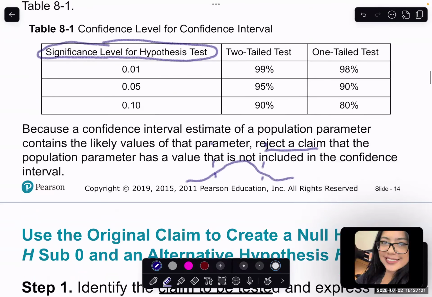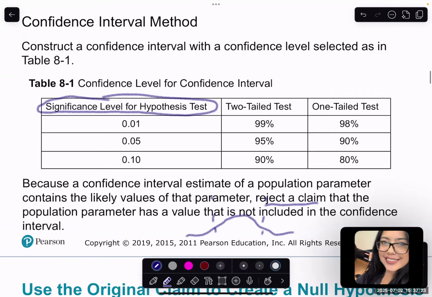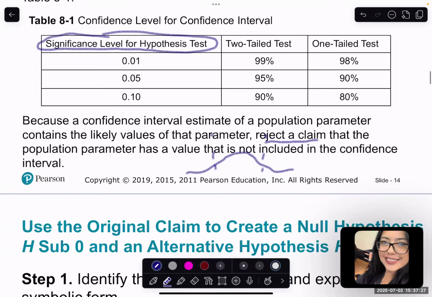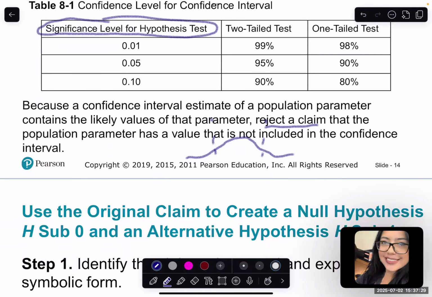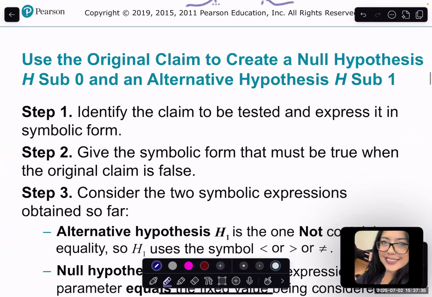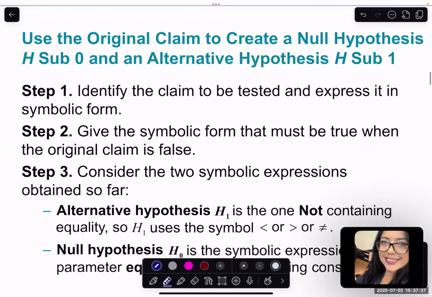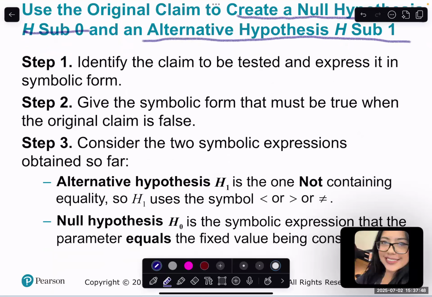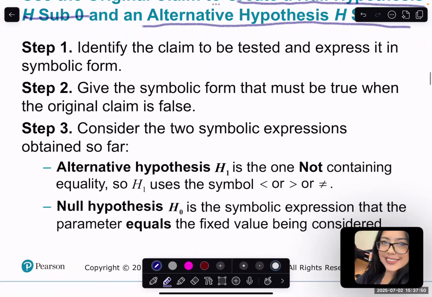Most of the time, we are not going to be using this table. So for this section, we are not going to be using confidence levels or confidence intervals. All we're going to do is use our null hypothesis and our alternative hypothesis. So let's begin by using the original claim to create a null hypothesis, H0, and the alternative. We want to identify the claim to be tested and express it in symbolic form.